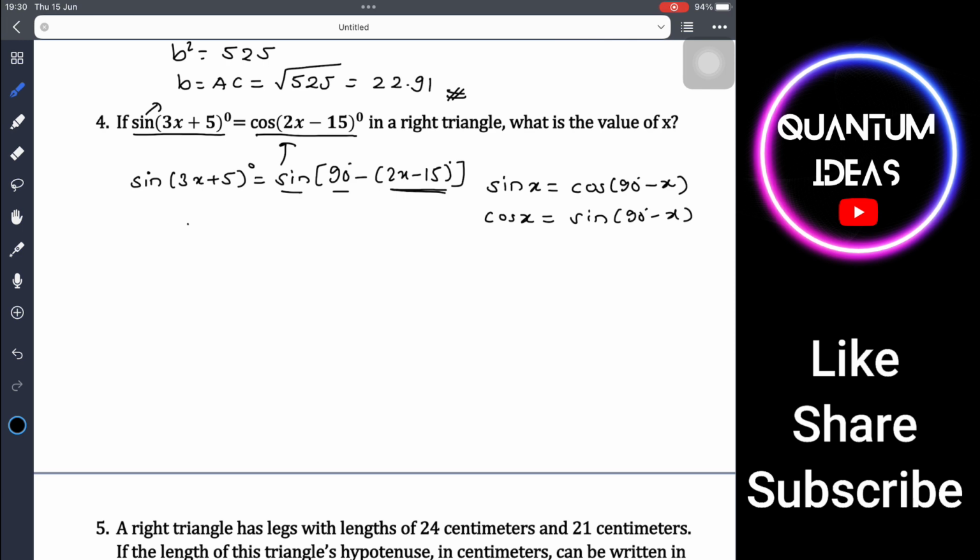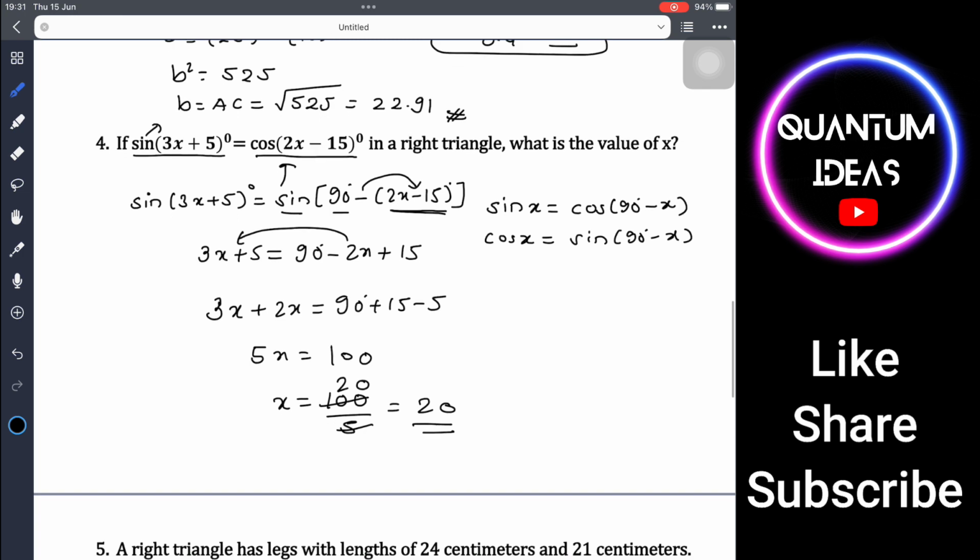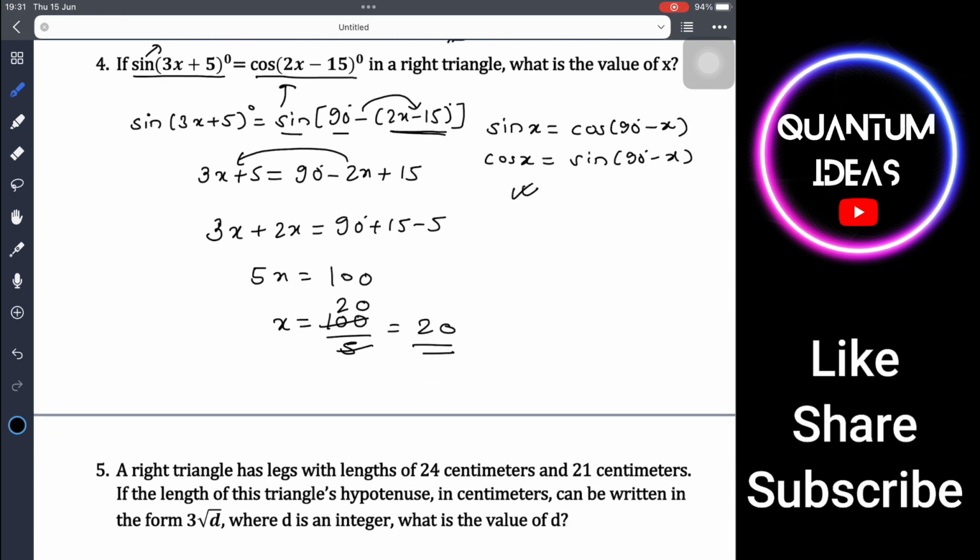So we have 3x plus 5 is equal to 90 minus 2x, and this minus multiplied, that minus becomes plus 15. So 3x, if 2x goes to that side, becomes 5x equals 90 plus 15 minus 5, that is 100. Okay, 100, and x will be 100 over 5, that is 20. So x is 20 degree. Okay, we get the value of x by using the complementary rule. So let's move to the last question.